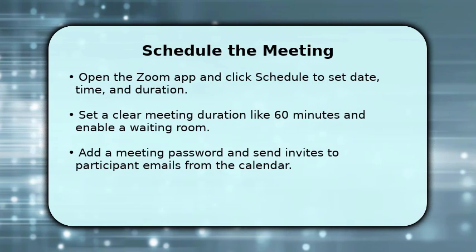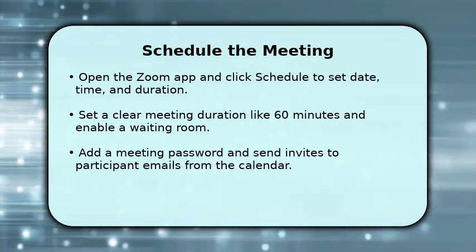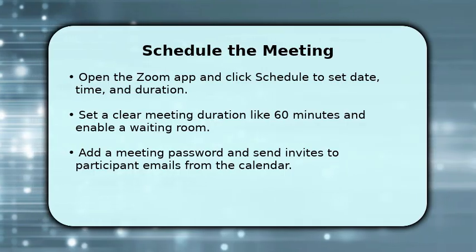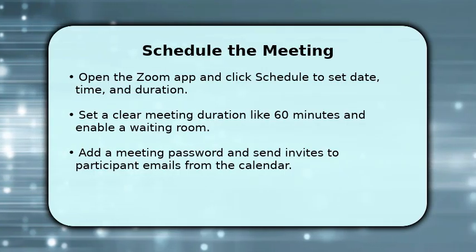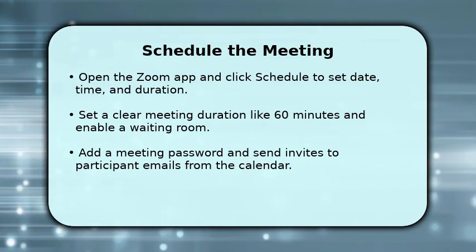Open the Zoom app and click Schedule to create your meeting. Set the meeting date, start time, and a clear duration like 60 minutes. Choose your time zone and enable the waiting room for extra security. Create a meeting password and use a 6-digit password if required.